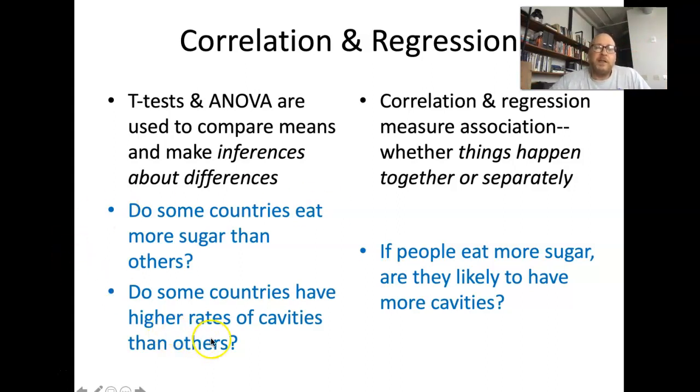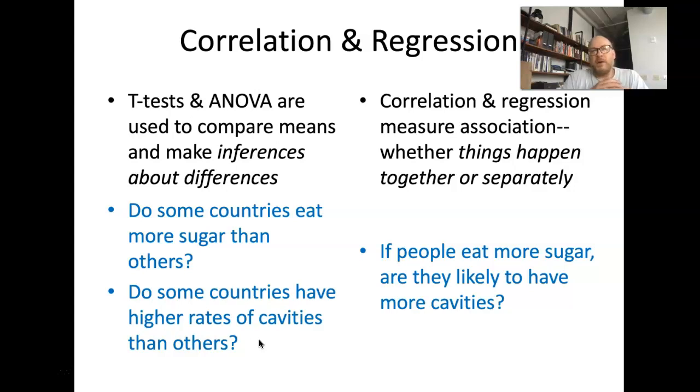You could also say, do some countries have higher rates of cavities than others? Again, you can identify specific countries and calculate the average in a certain part of the world and compare it to the average in another part of the world. So again, 10 European countries and maybe 10 African countries. Those are looking for differences and they're based on means.